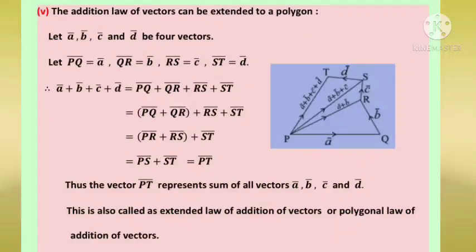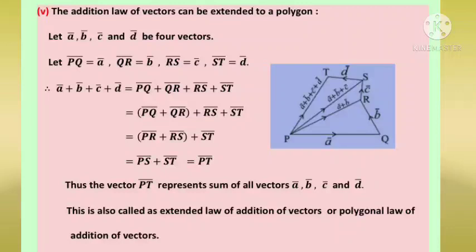Okay. Now let us move towards the next note. It is related to the addition law of vectors, which can be extended to a polygon. So we are considering 4 vectors A bar, B bar, C bar and D bar along the 4 sides of the polygon PQRST. So you can see in the diagram PQ bar is A bar, QR bar is B bar, RS bar is C bar and ST bar is D bar, right?